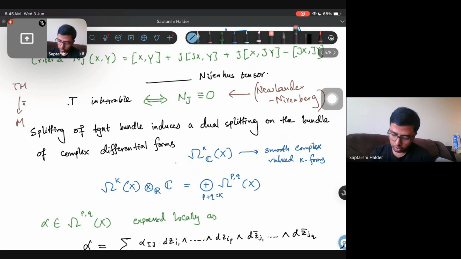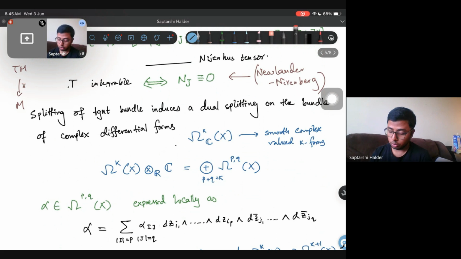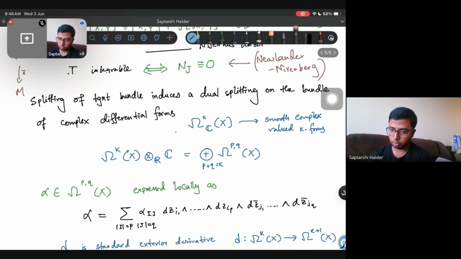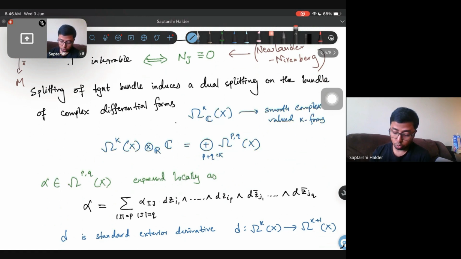Now for this tangent bundle, you can have a splitting of complex differential forms. I will tell you what complex differential forms means. We denote by Omega^k_C(X) the smooth complex-valued k-forms. We have Omega^k(X) tensor over R with C. This is also a direct sum decomposition. So we call alpha.